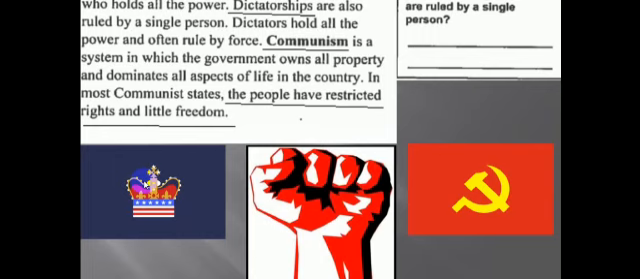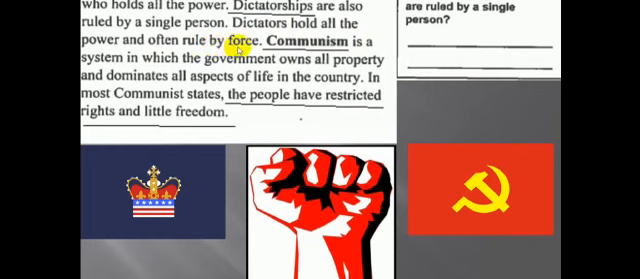The third type is dictatorship. Dictatorship. It's also ruled by a single person. One person rules the country. But there is a negative thing about the dictatorship. This person, who is called a dictator, holds the power and often rules by force.